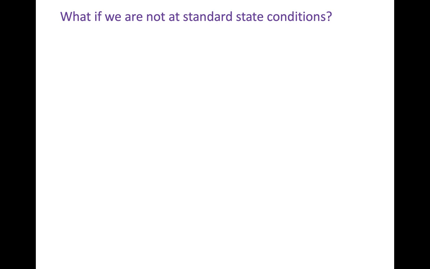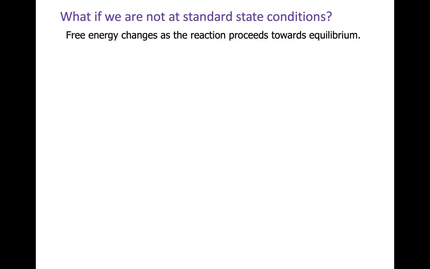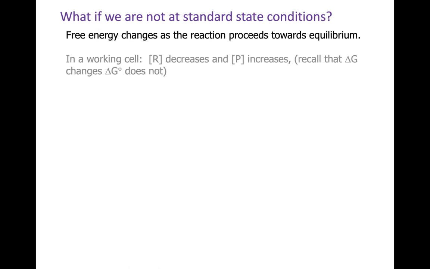So if we're not at standard state conditions, let's think about what's happening in our reaction. During a reaction, free energy is changing as the reaction proceeds towards equilibrium. So in a working voltaic cell, the reactants are decreasing and the products are increasing. And that's true in any reaction as it proceeds. The reactants are decreasing and the products are increasing over time.